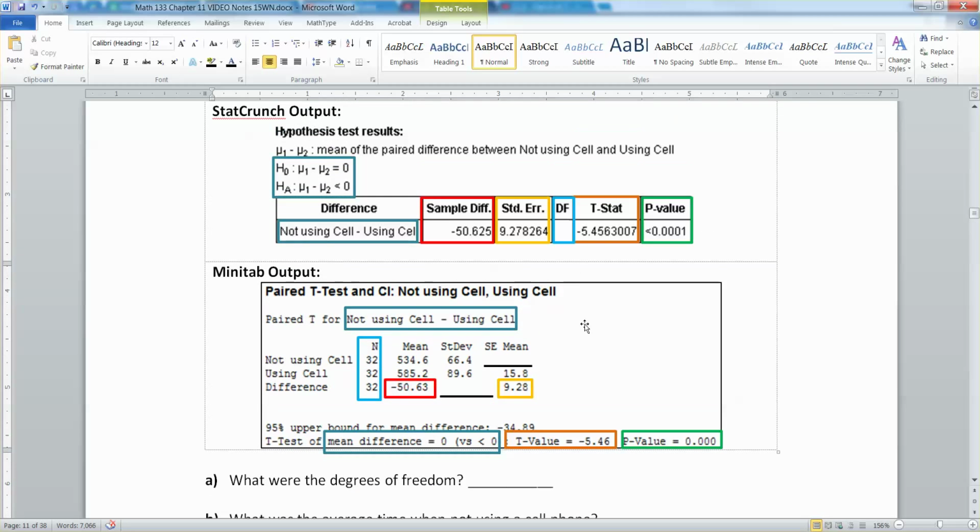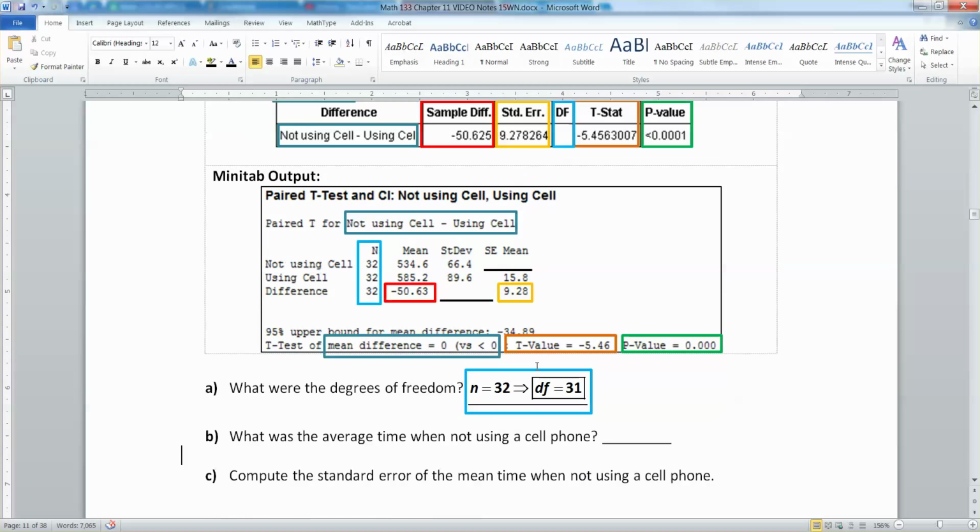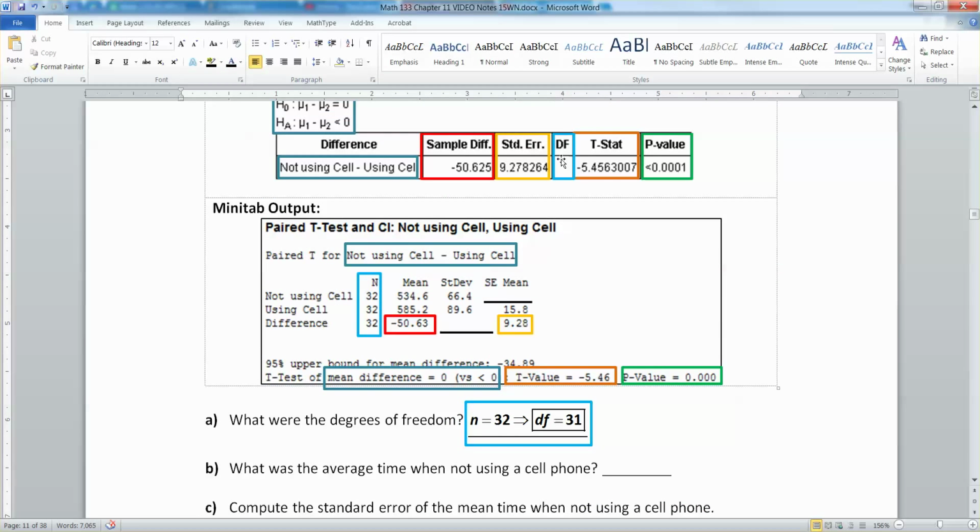Now the degrees of freedom, I left blank here, there it is. You can see that n is equal to 32 if you look at the Minitab output. So we need to figure out our degrees of freedom from n, and we know that degrees of freedom is n minus 1. So that would make it 31. I highlighted it in that aqua color, which matches the n and the empty degrees of freedom box.